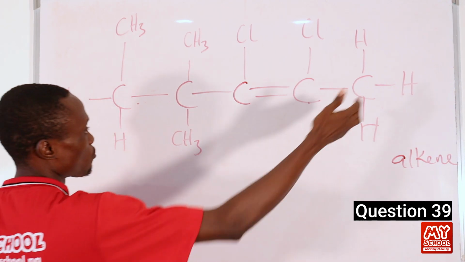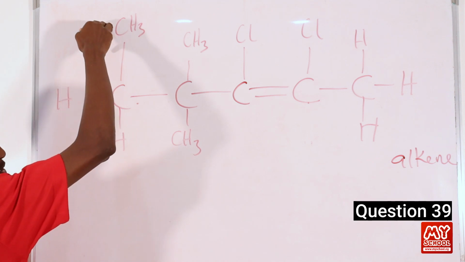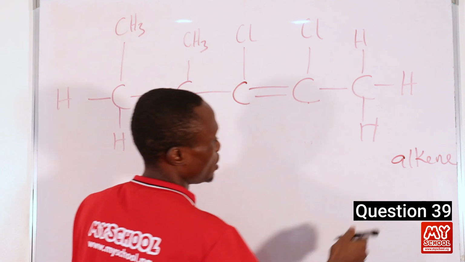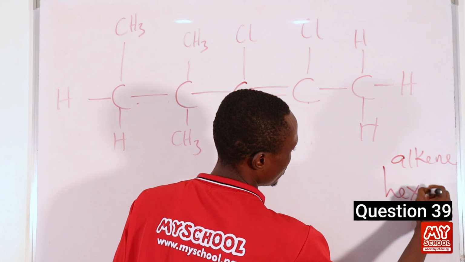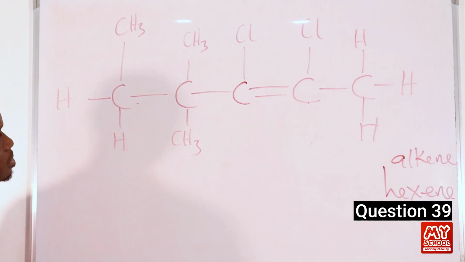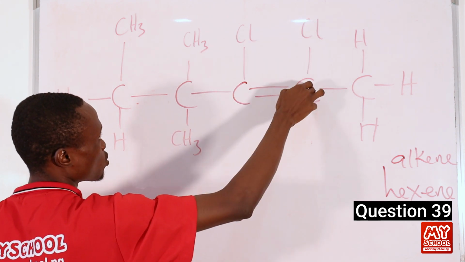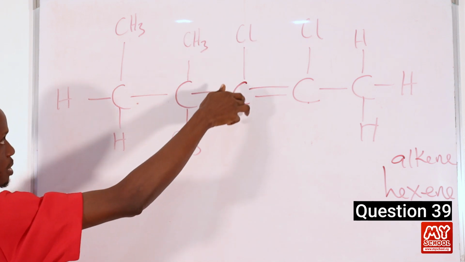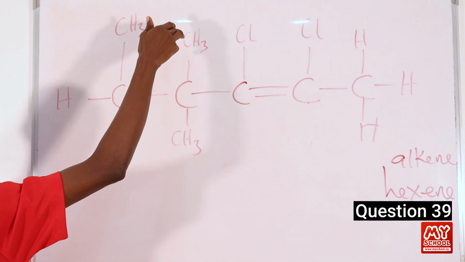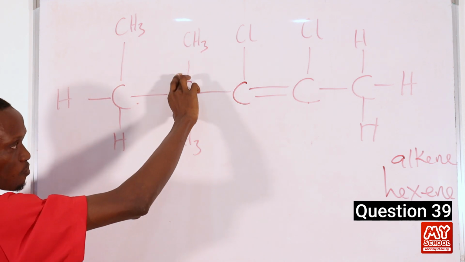So let's count. Let's start from here: 1, 2, 3, 4, 5, 6. That's it. So in that case, we are going to have hexene. Then the next step is to identify the substituents. We have chlorine attached to carbon number 2, another chlorine attached to carbon number 3, and we have two methyl groups attached to carbon number 4.